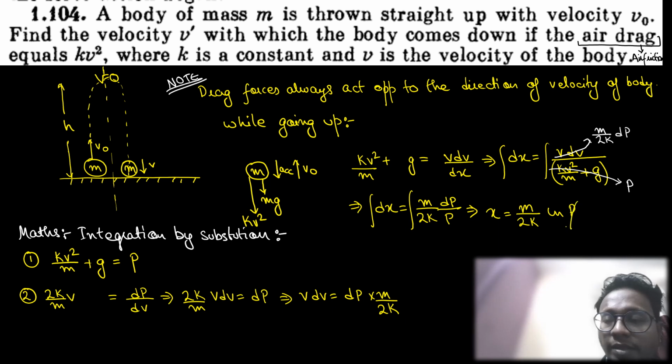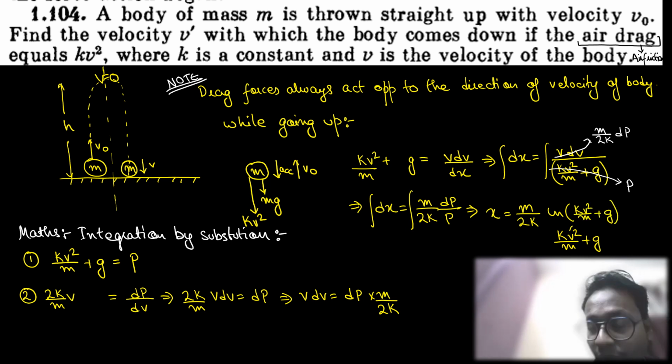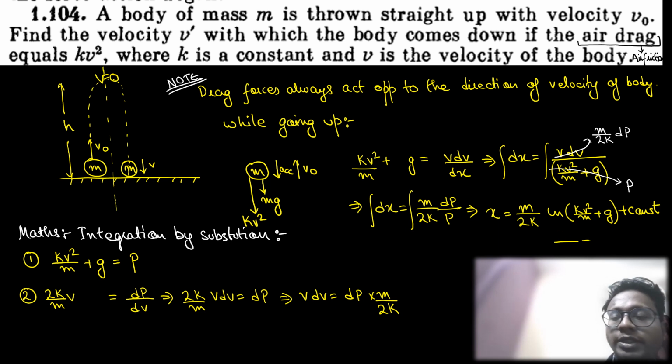ln p, where p is nothing but kv square by m plus g. So we're writing here p is equal to kv square by m plus g. And whenever we do an indefinite integral, we always add a constant. So here the constant is added. Now this is the equation of displacement while going up. Okay, this is the equation of displacement while going up.